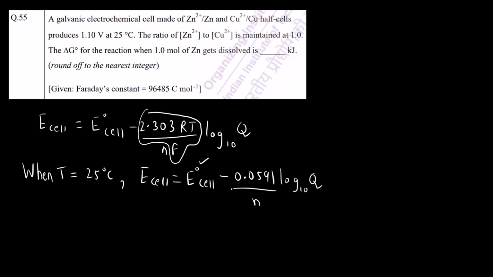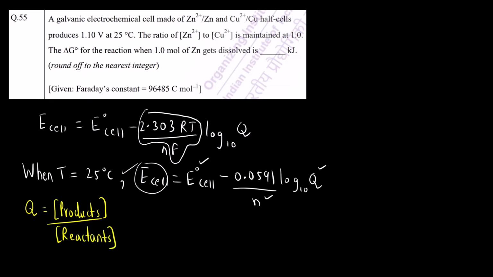Now we want E0 cell. For that we have to find out the value of Q, and E cell, the cell potential, is given to us. So what is the value of Q? It is the reaction quotient. It is the concentration of products divided by the concentration of reactants.